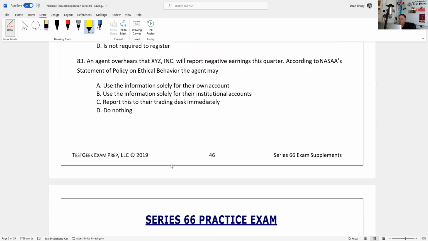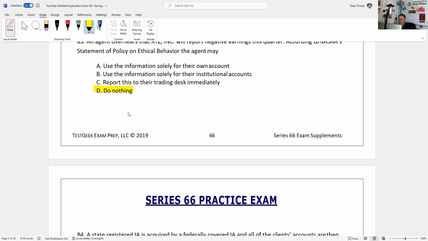An agent over here is told XYZ will report negative earnings this quarter. According to NASA, use the information. And the best thing here, the way to proceed is to do nothing, right? You shouldn't use material non-public information. And God knows you don't give it to the trading desk. Absolutely not.